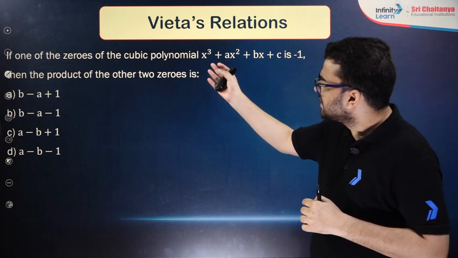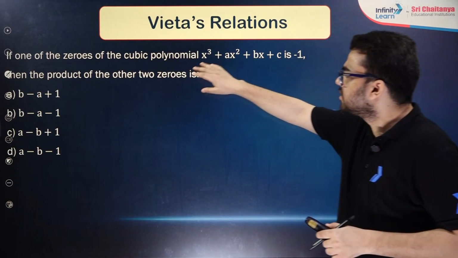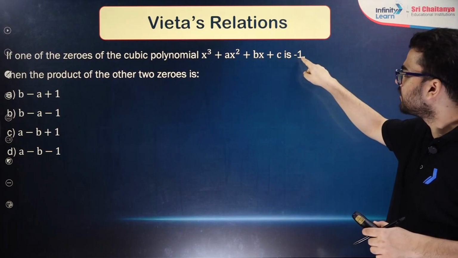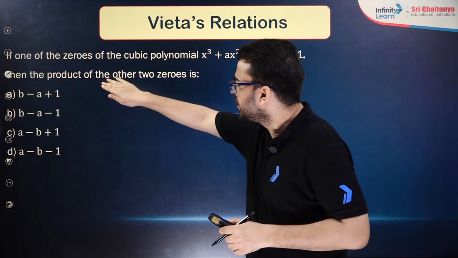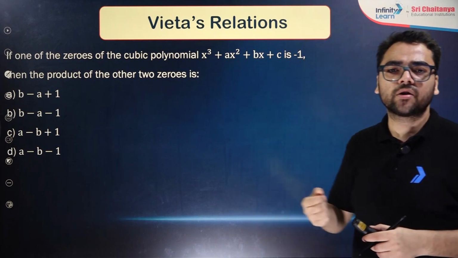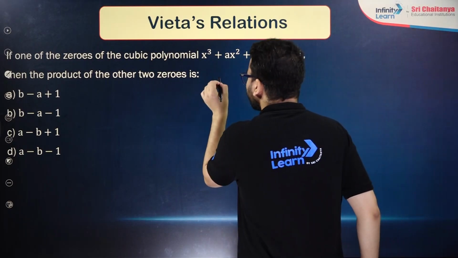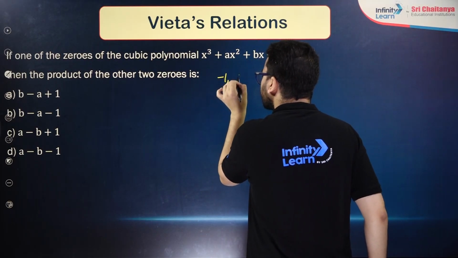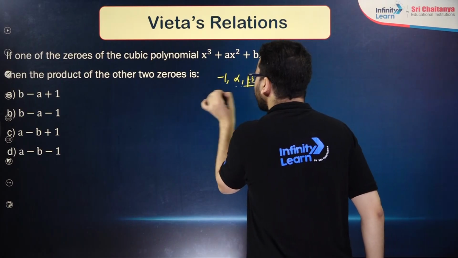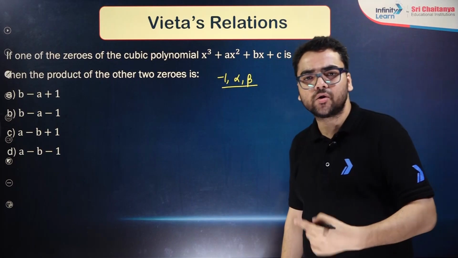For example, this is a cubic polynomial. It is given that one of the zeros of this cubic polynomial is minus 1. Then you have to find the product of the other 2 zeros. So one zero is minus 1. The other two zeros are suppose alpha and beta, right? You have to find the product of the other two zeros.